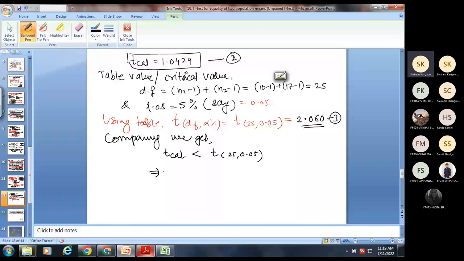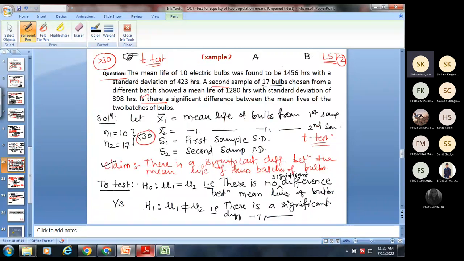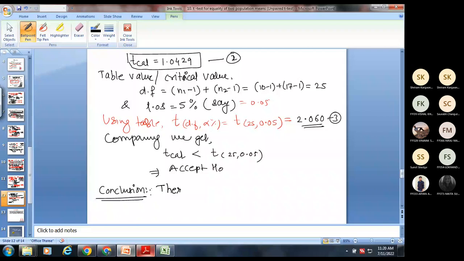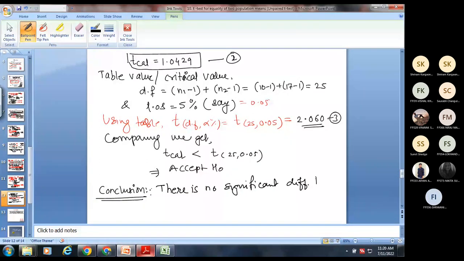So what do we do if the calculated value is less than the table value? We accept H naught. Now we reach the conclusion. The hypothesis H naught says there is no significant difference between the mean lives of bulbs at 5% level of significance. You write the conclusions in the way it is asked. There is no significant difference between the mean lives of bulbs. You can add further lines, but this is sufficient.